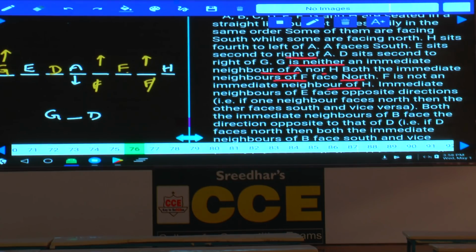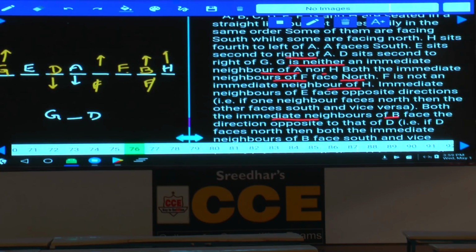Done? And immediate neighbors of E face opposite directions. Immediate neighbors of E face opposite directions, isn't it? Immediate neighbors of E means the G and D are facing opposite. G is facing north, D will be towards south. And next one, both the immediate neighbors of B face opposite direction to that of D. D is facing south, hence both the immediate neighbors of B are facing towards which direction? Are facing towards north. As immediate neighbors of B are facing towards north, hence B must be here.